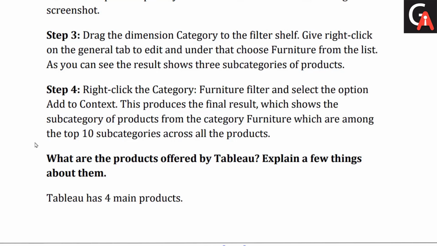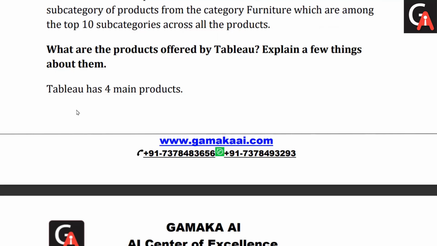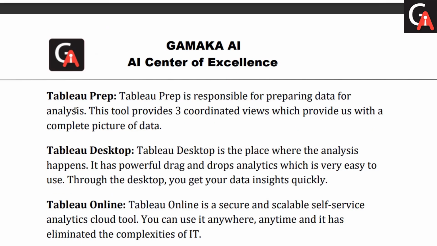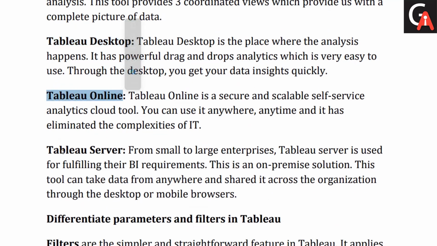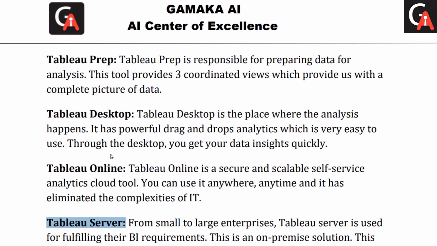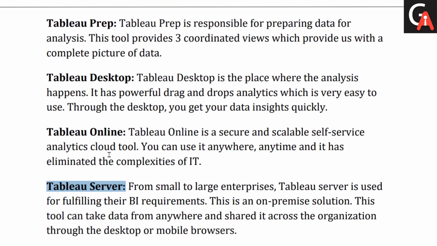The last question we have for the session: what are the products offered by Tableau? Explain a few things about them. Tableau has four main products basically. We have Tableau Prep, Tableau Desktop, Tableau Online and Tableau Server. So these are the products we have with respect to Tableau.